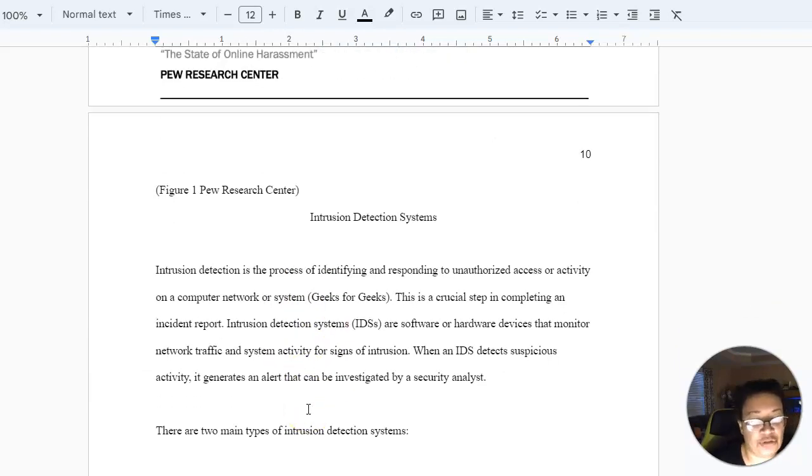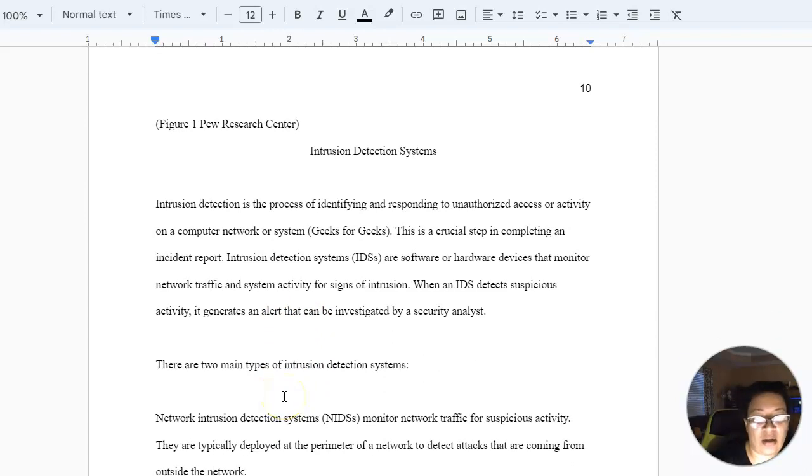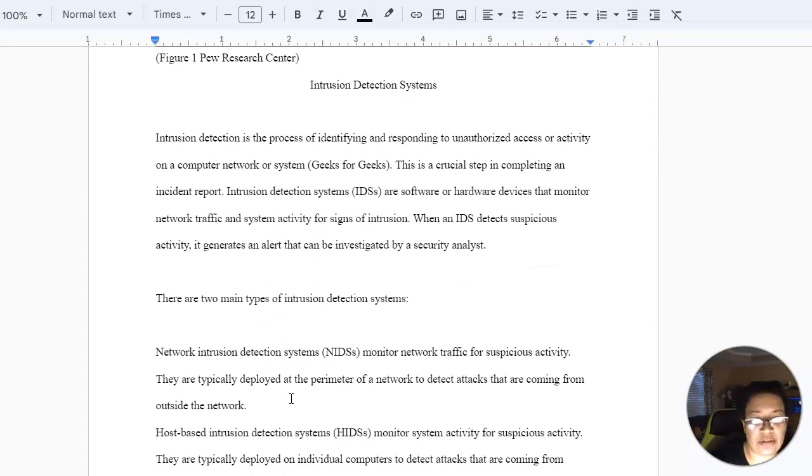Next, we'll be discussing intrusion detection systems. This is the process of identifying and responding to unauthorized access or activity on a computer network or system. This is a crucial step in completing an incident report. When a woman finds out she is being stalked, an incident report should be started by the shelter system.